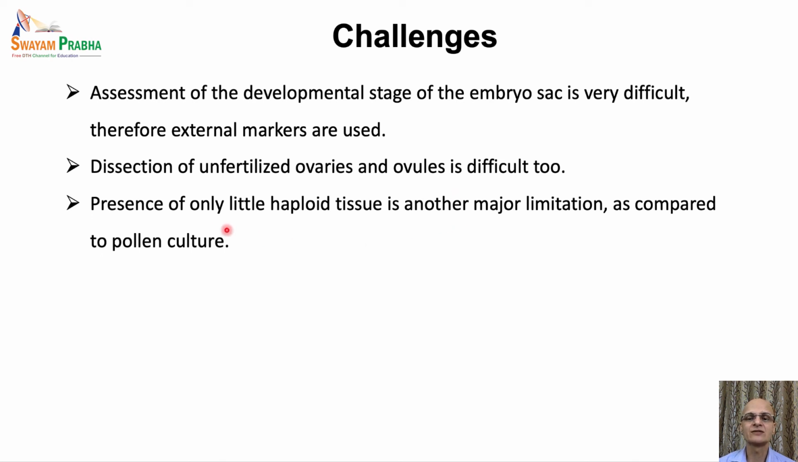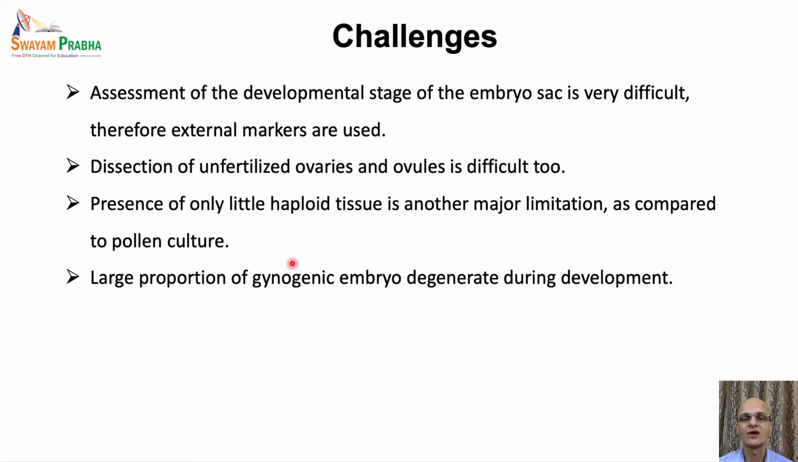Further, the presence of only a few haploid cells in the female gametophyte and only a few gametophytes is another major limitation as compared to the anther or pollen culture, where a large number of pollen is available for the in vitro culture. Large proportions of gynogenic embryos degenerate at different stages of development.